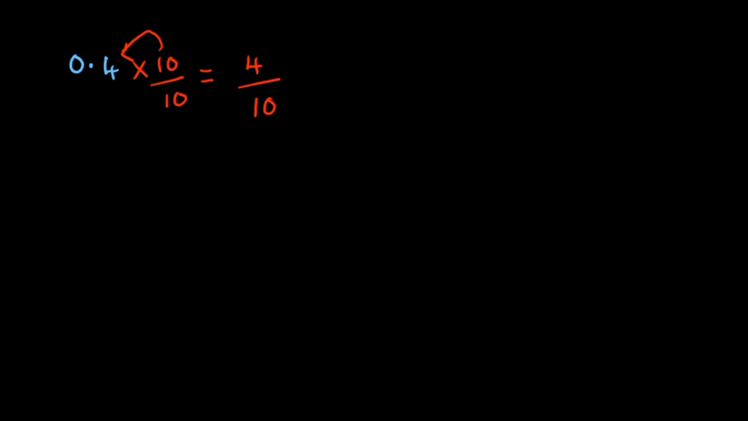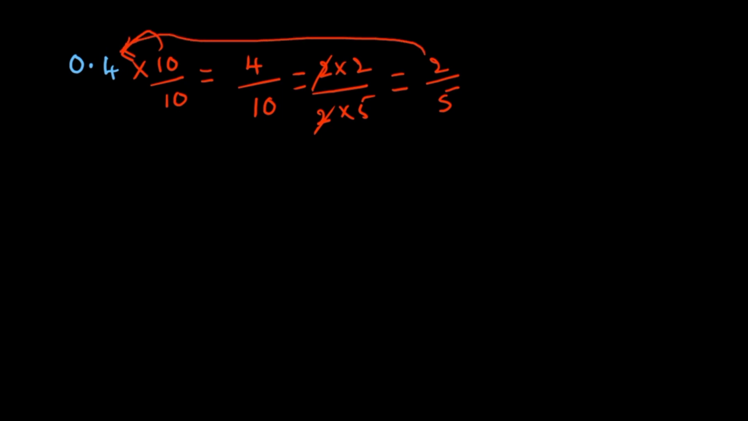If you still want to do the cancellation, the 4 we can write as 2 into 2, and the 10 we can write as 2 into 5. To get cancelled, we have 2 by 5. See this 2 by 5, in the previous class we discussed, this 2 by 5 we got as 0.4. Now 0.4 to 2 by 5. So this is a model for writing a terminating decimal into a fraction form.